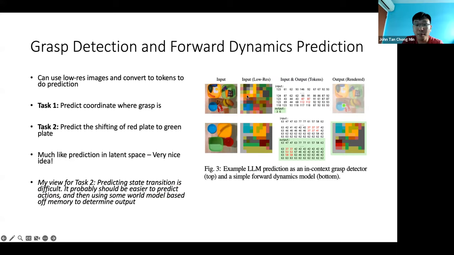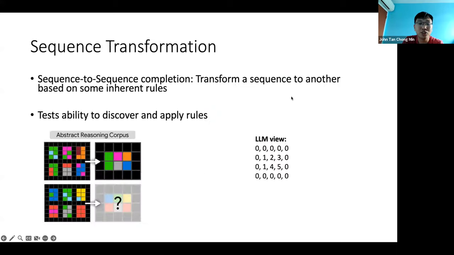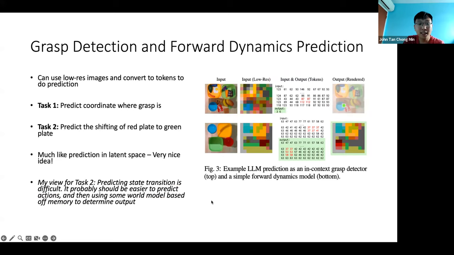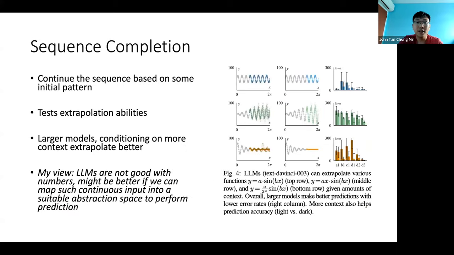Okay, and you can see they map different colors to different token numbers. This is pretty much similar to the ARC challenge mapping, very similar, but they apply it to the robotics domain. Interesting idea. I agree with task one, but not so much with task two, for the reasons I explained earlier. Okay, next up, we have sequence completion.